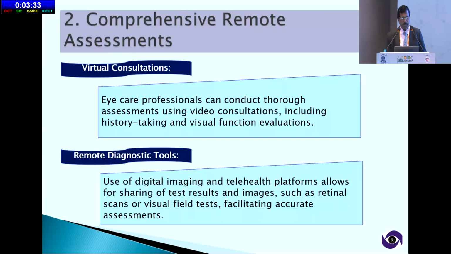So comprehensive remote assessment and virtual consultants are very important. Remote diagnostic tools also, the use of digital imaging and telehealth platforms, allow for sharing test results and images, like retinal scans. Whatever we test, a simple optometrist or health worker can test these patients and send the data to the nearby base hospital or central hospital, where it is interpreted, and they can advise the optometrist and ophthalmic assistants to utilize these low vision devices.